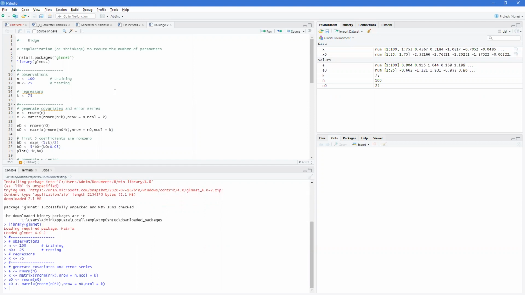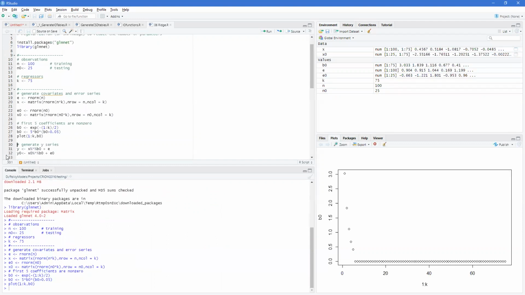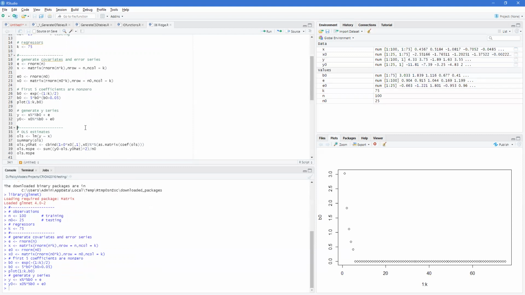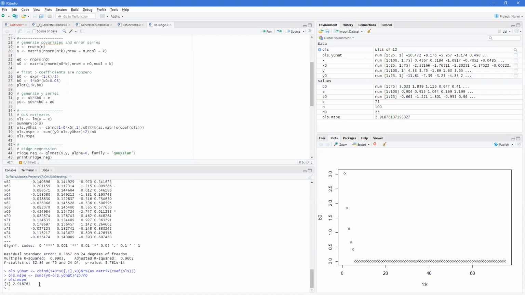So again, this is going to lead to a loss of degrees of freedom where we have 100 observations and 75 regressors, 76 when including the constant. Now, this is a function to generate data where only the first 5 are significant. If only the first 5 are important, then all these other 70 are actually just putting in error. So we want to be able to remove those. So if we generate our series, our y and our y0, which is our testing set, we can run OLS, and we're going to get 2.918.